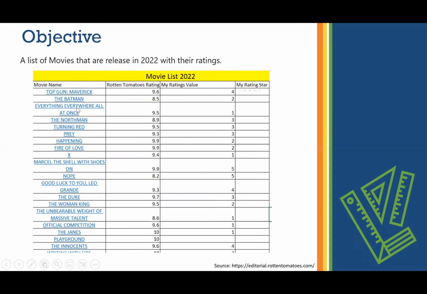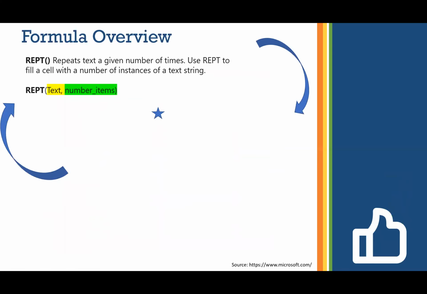So let's say I'll end up having something that looks like this. So I have 4 stars for the first movie, which I gave 4, 2 stars for the second movie, and 1 star for the third movie, and this will be applicable on the whole table. So how do we do that in Excel?